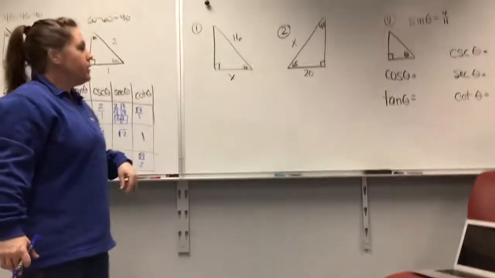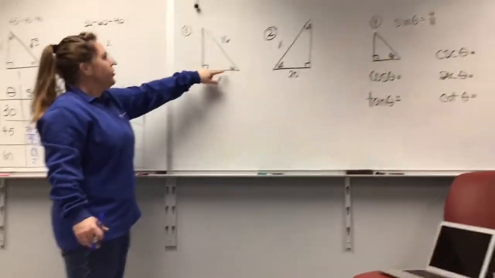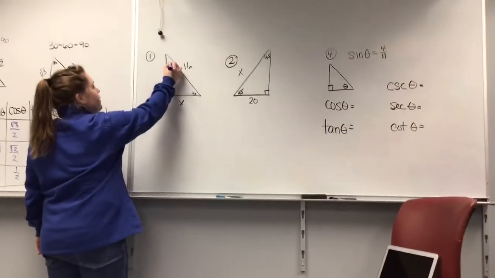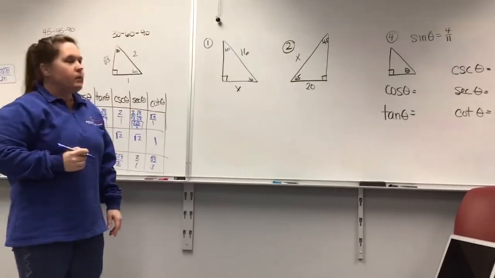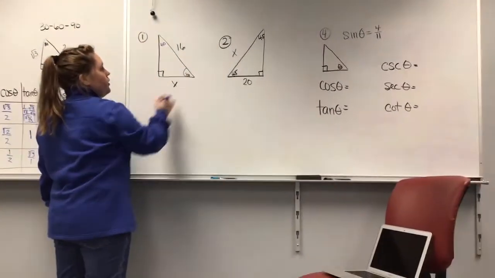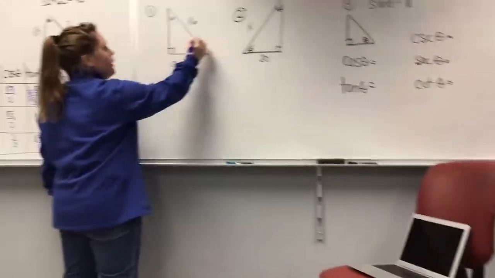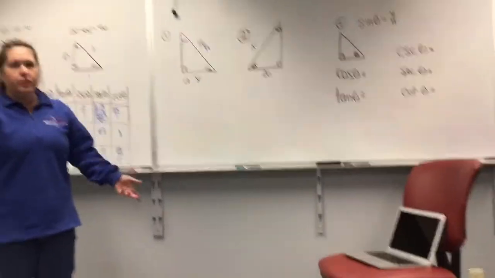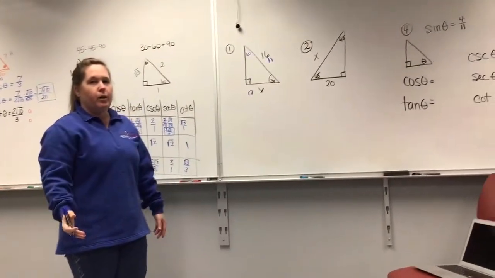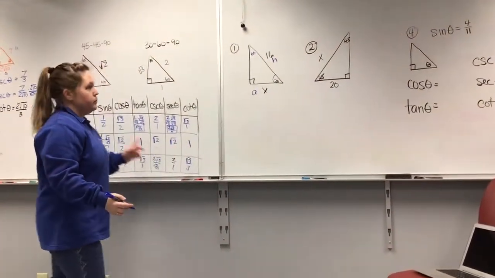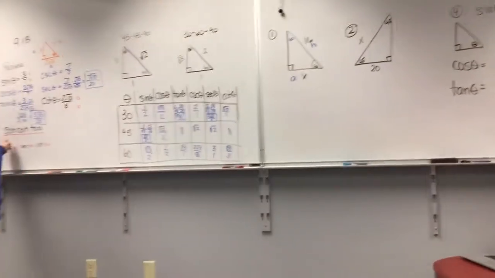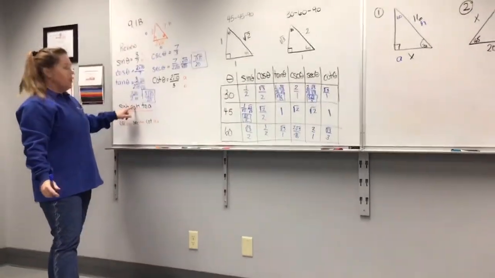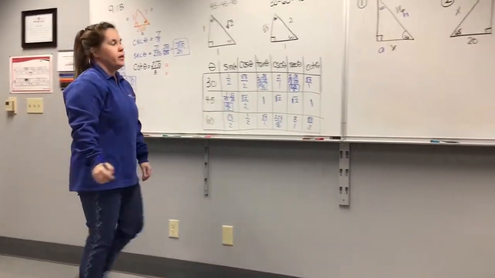So, I have a 30, 60, 90 right triangle. For this 30-degree angle right here, this is going to be my adjacent side, and this is my hypotenuse. So we have to figure out which trig function we want to use if I have adjacent over hypotenuse. Which is, if we look back at our table here, adjacent over hypotenuse is cosine.